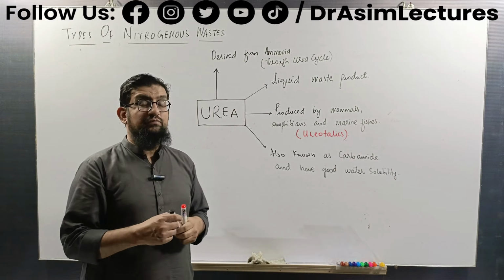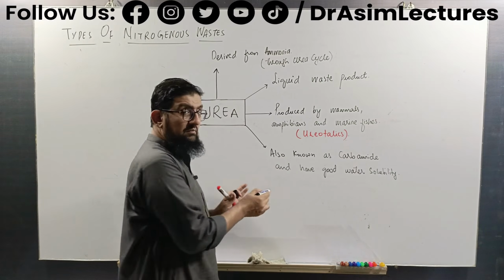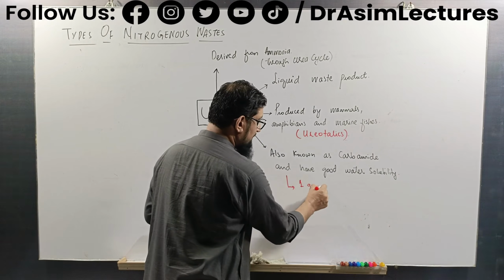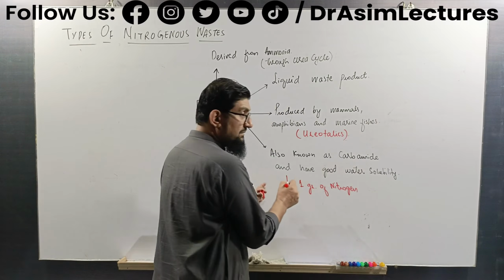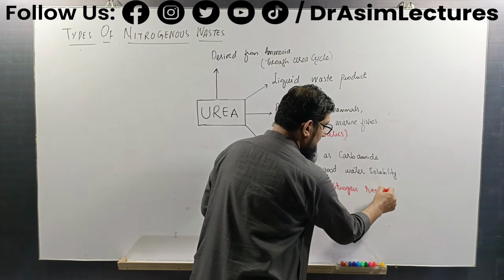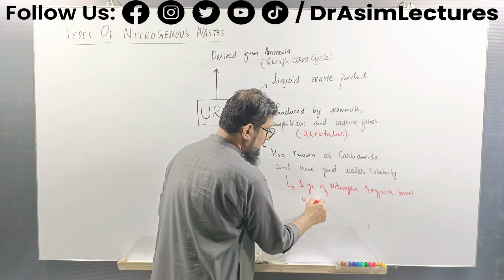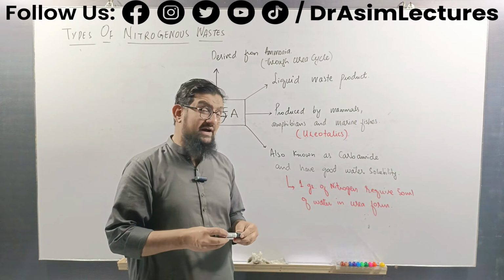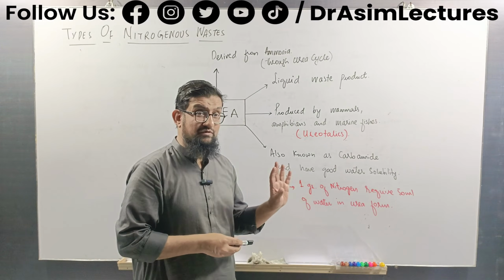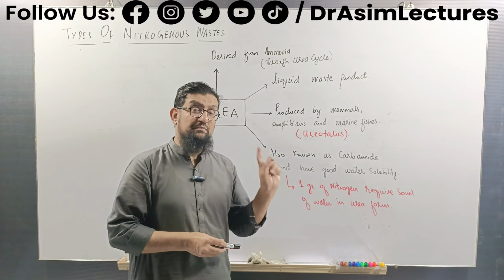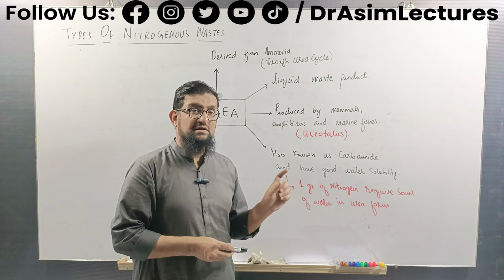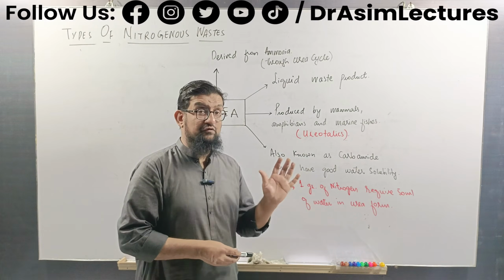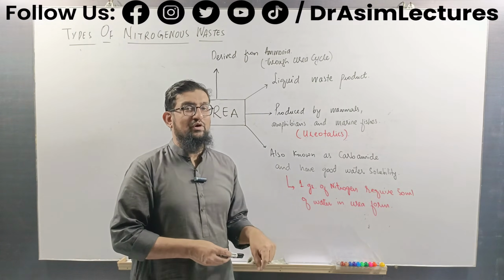Now if we want to remove 1 gram of nitrogen in the form of urea from our body, it requires 50 ml of water. Now you can compare it with the amount of water required by a living organism to remove nitrogen in the form of ammonia, from the previous lecture. So go watch that lecture, see the amount of water required for removing 1 gram of nitrogen in the form of ammonia from the body of an organism, and write it in the comment box.